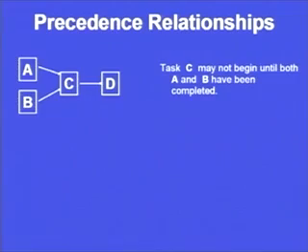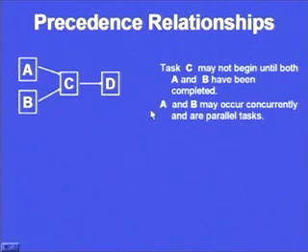Then let us now see the precedence relationships. On your screen you can see C may not begin until both A and B have been completed. On your network you can see that C cannot start until and unless both A and B have been completed. A and B may occur concurrently and are parallel tasks. There is no precedence between A and B. A and B can run parallel, and as soon as they finish at a particular point, from that point activity C will start. So A and B are independent of one another.